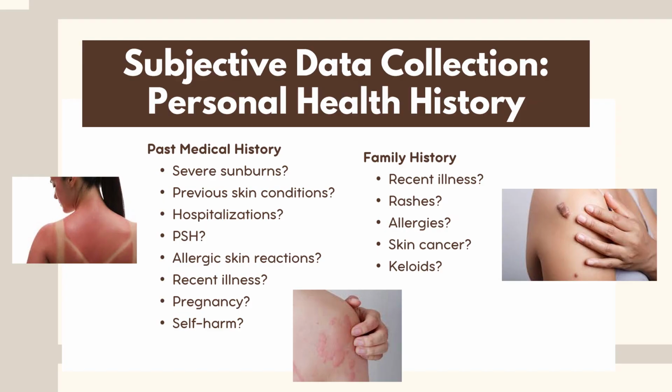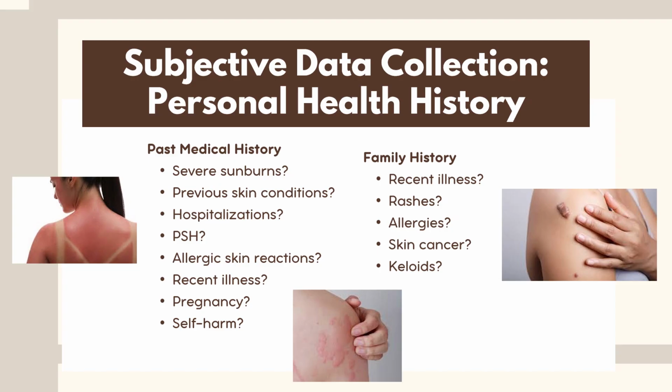So when taking their personal health history, we do want to make sure that we ask, did they have severe sunburns as a child? Those severe sunburns can increase their risk factor for skin cancer in the future. Do they have previous skin conditions? Do they have known eczema or psoriasis? Hospitalizations. Many times, hospitalizations can increase their risk for hospital-acquired infections such as MRSA. Major surgery or certain illnesses can cause temporary cessation of hair and nail growth. So that stop of hair and nail growth can lead to those abnormal findings.